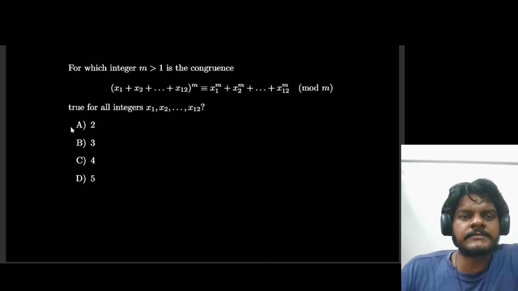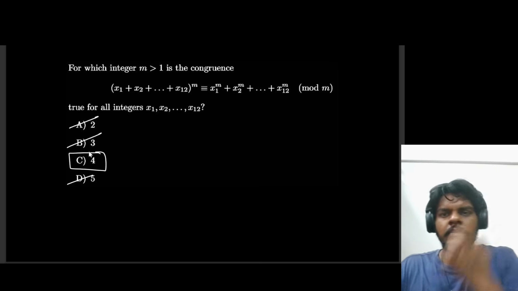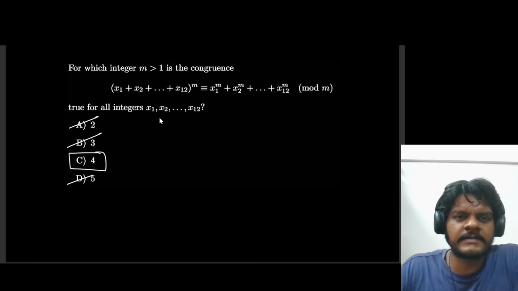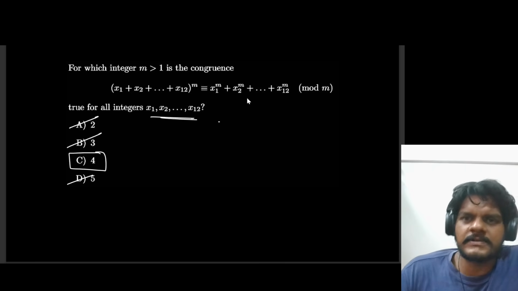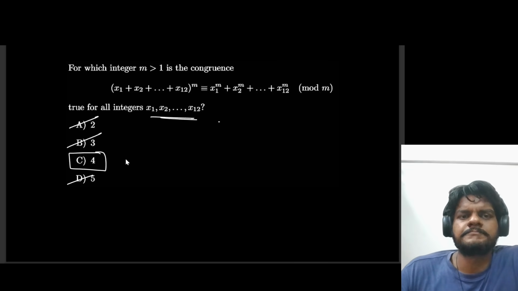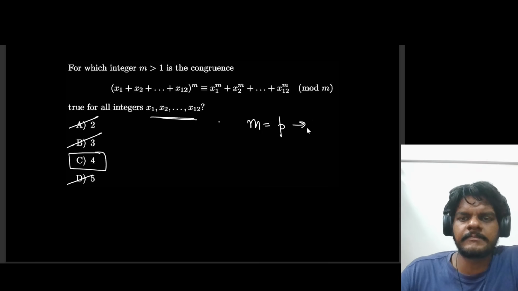Anyways, so it is true for A, B, and D. It is not true for 4. Maybe you can put some values because it has to be true for all integers. Use some integers, check for maybe 1, 1, 0, 0, 0, 0. Then you can see that probably it is not true if M is 4. Now, what is the special thing about 2, 3, and 5? They are prime numbers. So this result is in general true for M equal to P, which is a prime number. And there is nothing special about the term 12.